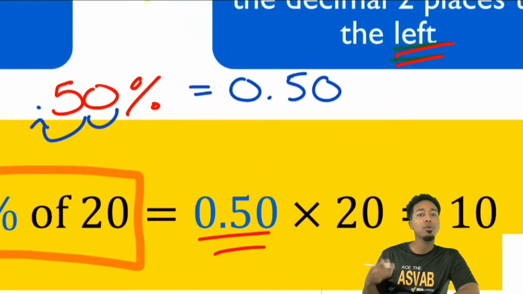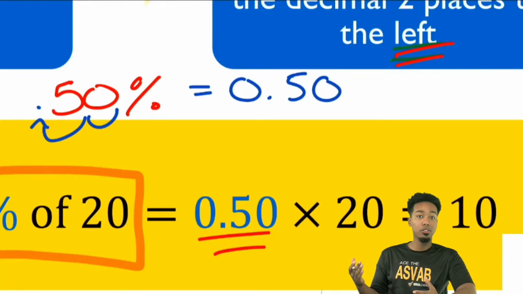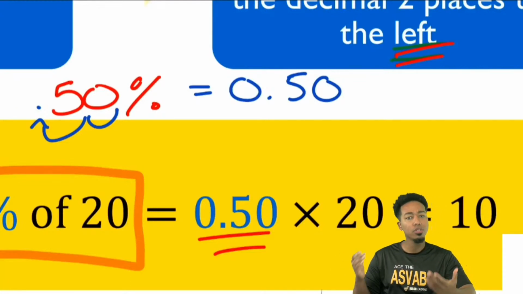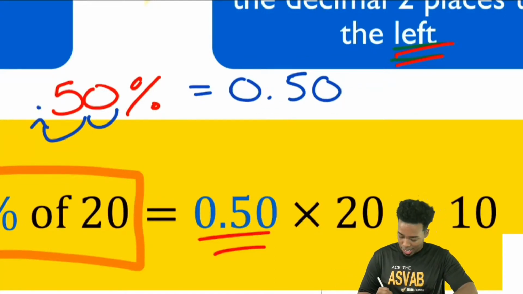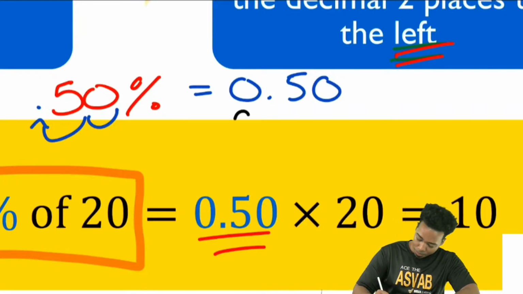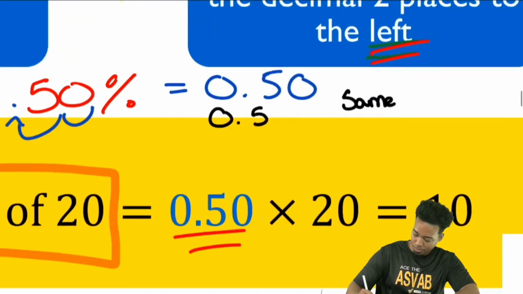And remember, all we're saying is we're dividing it by 100 or just moving the decimal place 2 times to the left. And that's why we see this here going 1, 2. So we have 0.5, 0.50, whatever way you want to say it. It's the same exact thing. 0.50 and 0.5, same thing.